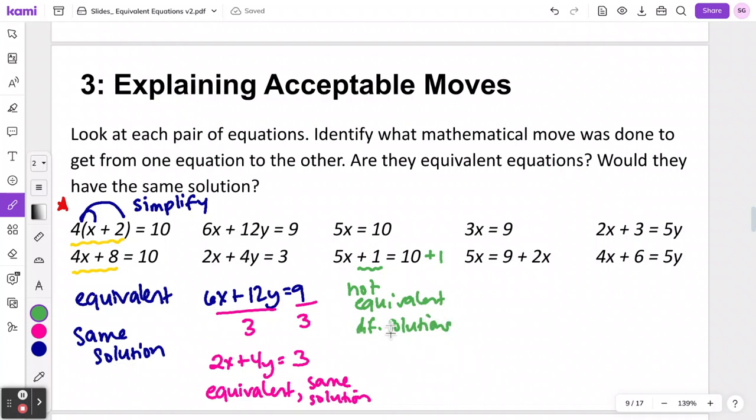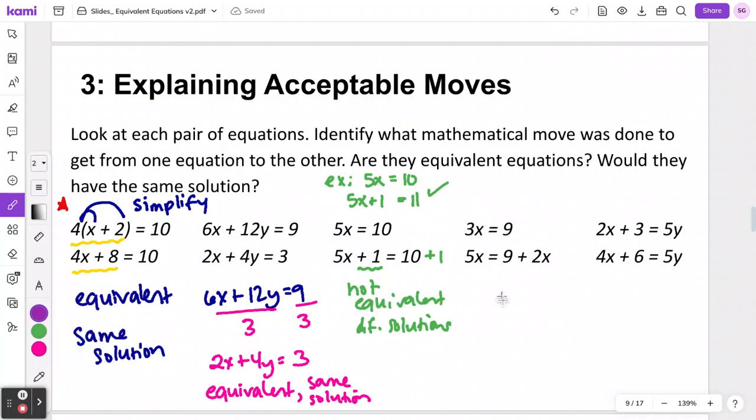Now, I will give a pair that is equivalent. For example, 5x equals 10 and 5x plus 1 equals 11. Those would be equivalent because there you can see I added 1 on both sides of the equation.